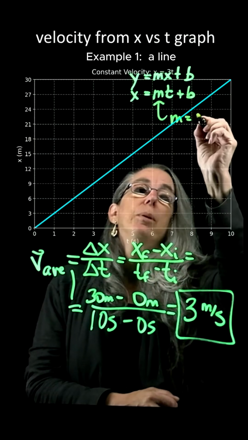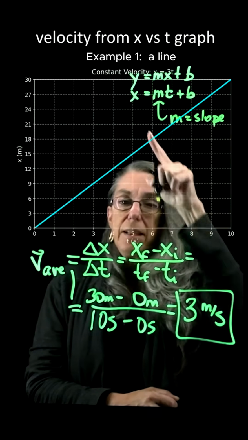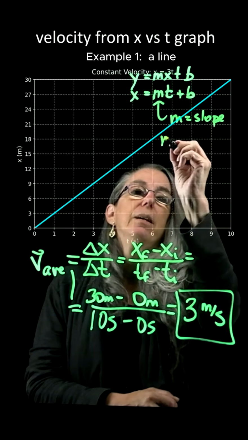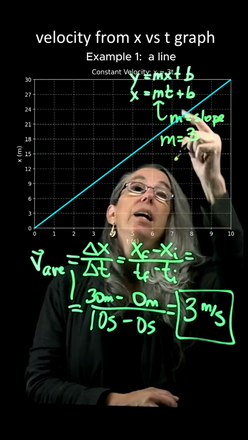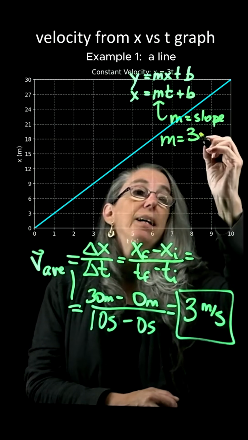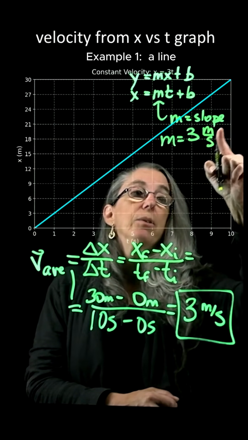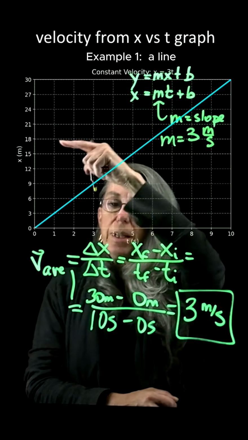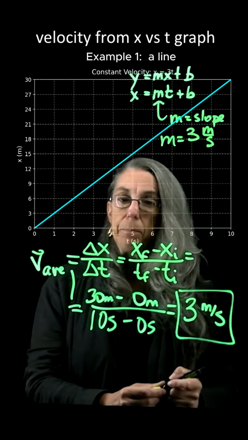M is the slope, and it's given right in the equation of the line that m is indeed 3. And it has to be, since you're going to multiply it by t time, m has to be meters per second so that the seconds will cancel and you'll get meters on the x-axis.